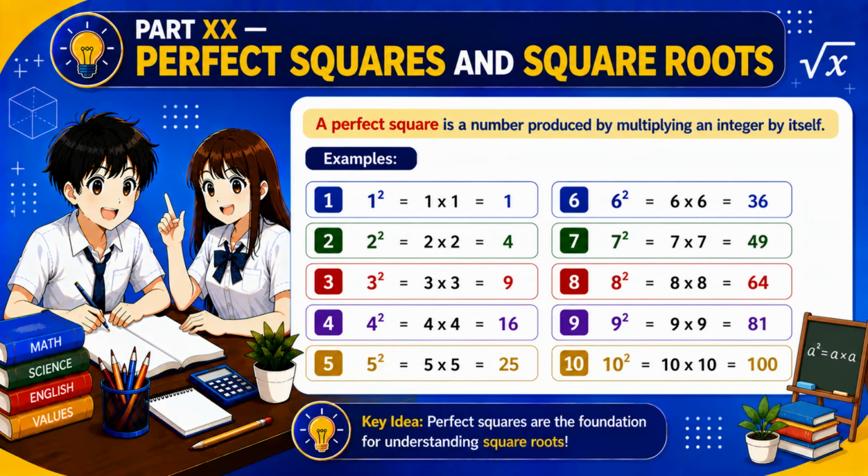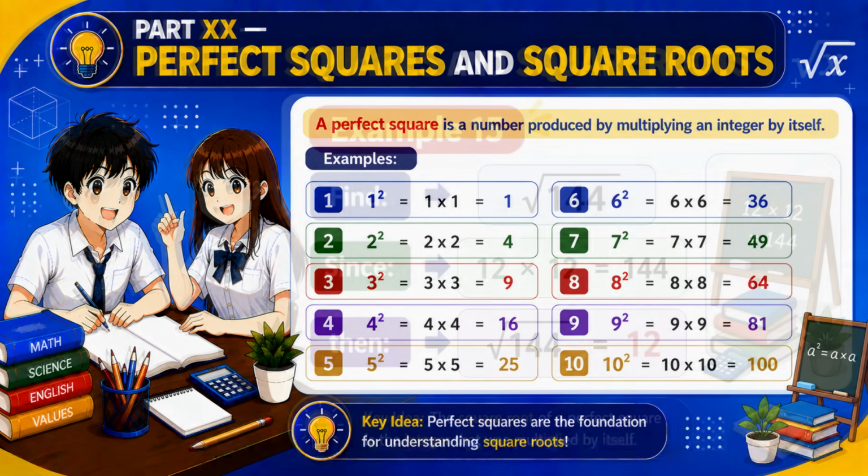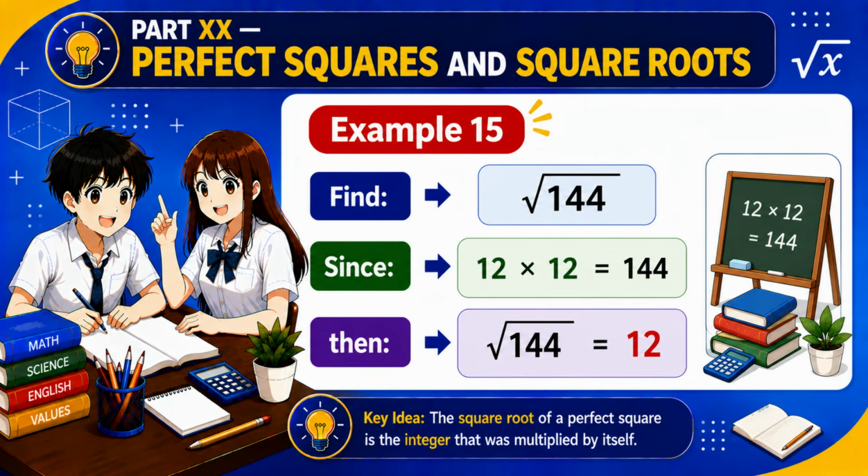A square root asks us, what number multiplied by itself gives the number inside the radical? Since 12 times 12 equals 144, the principal square root of 144 is 12.